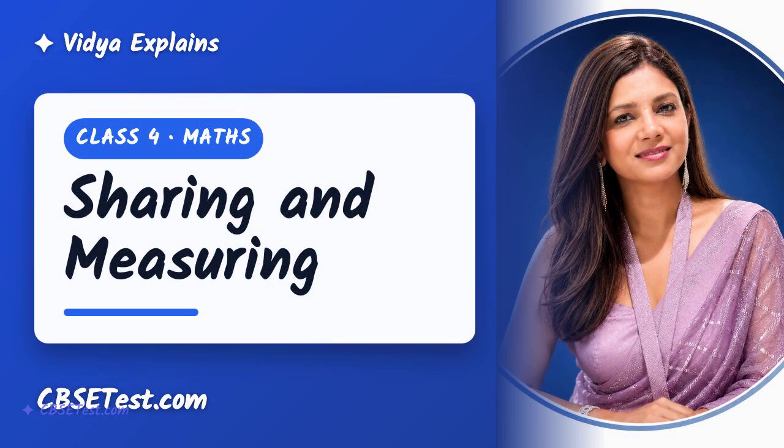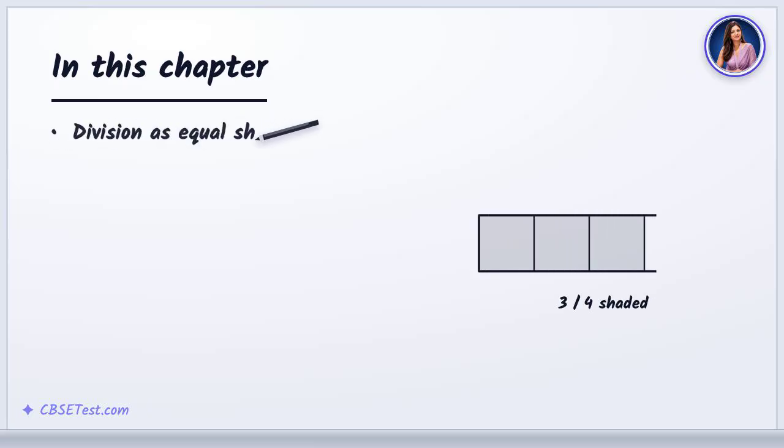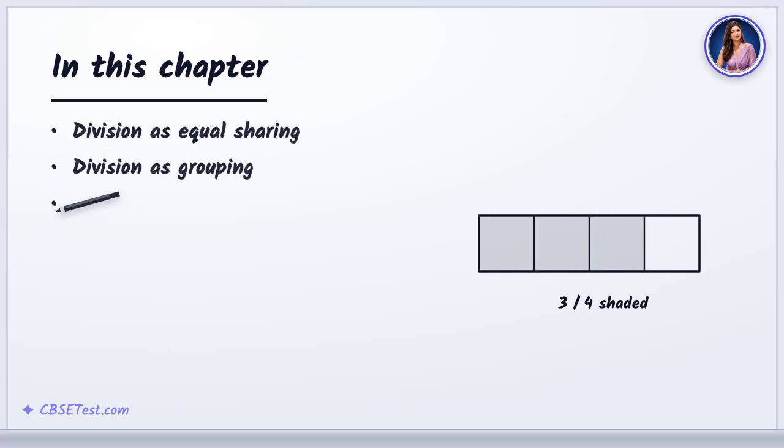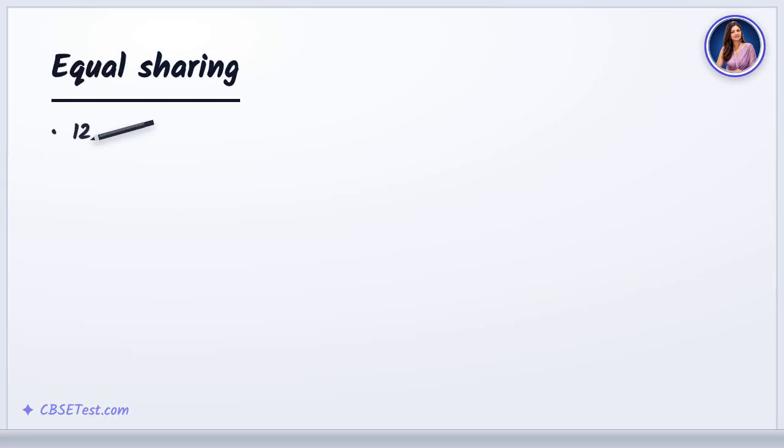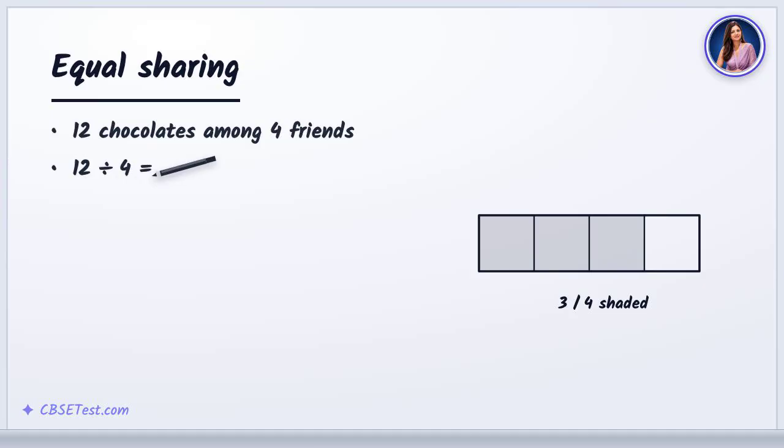Let's learn sharing and measuring together, step by step. When we share things equally, we divide. We'll see division as sharing and as grouping, and meet remainders and simple fractions. Sharing 12 chocolates equally among 4 friends means 12 divided by 4, 3 each, with everyone getting the same.